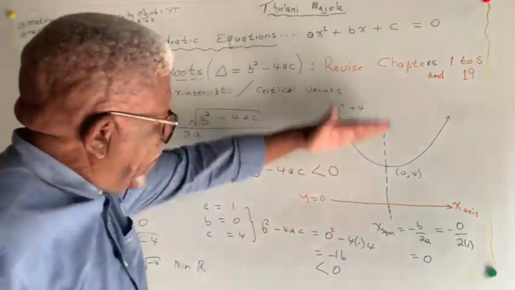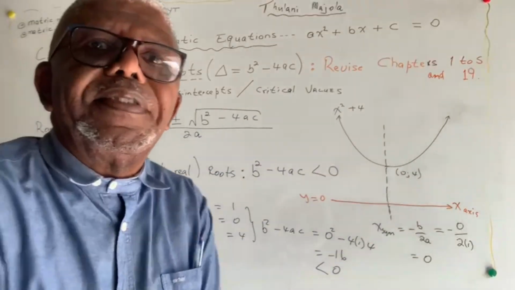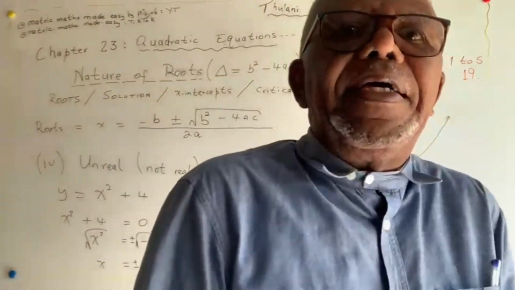It will never be less than 4, your graph. So we don't have roots. Your roots are unreal, not existing.